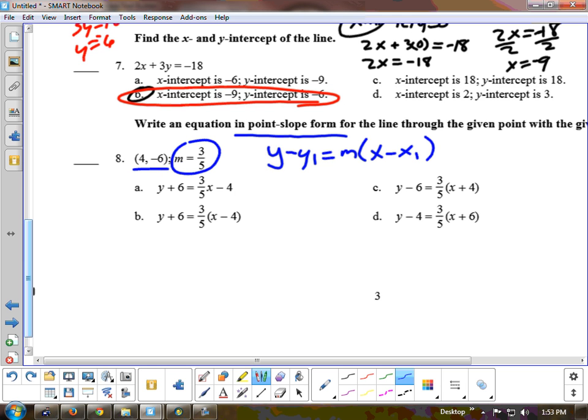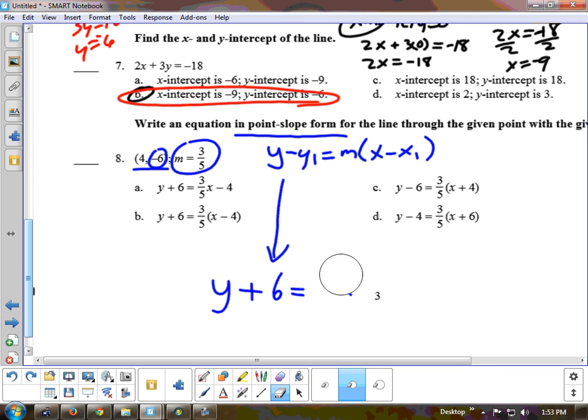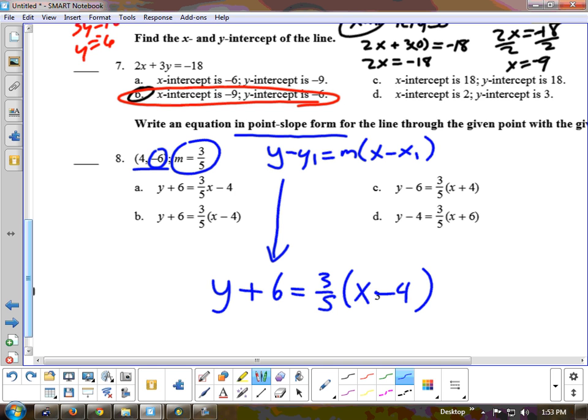Okay? So remember, we're going to sub in y minus, but since it's a minus 6, I'm going to put plus 6 equals m. Oops, sorry. We know what m is. That's 3/5 (x minus 4). And if we look through the questions here, these two have plus, and the one that has the parentheses and is written the correct way is letter B, number 8.